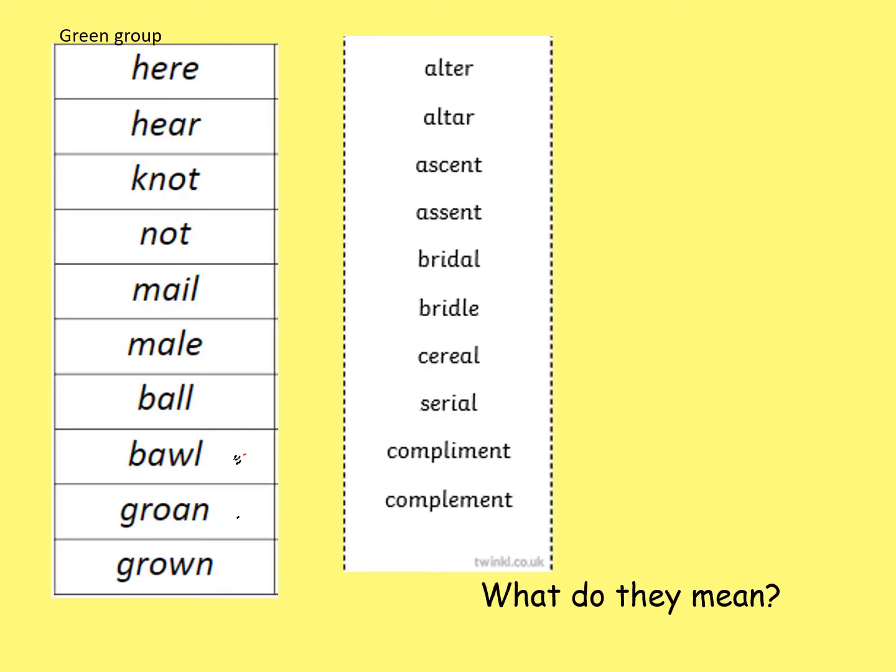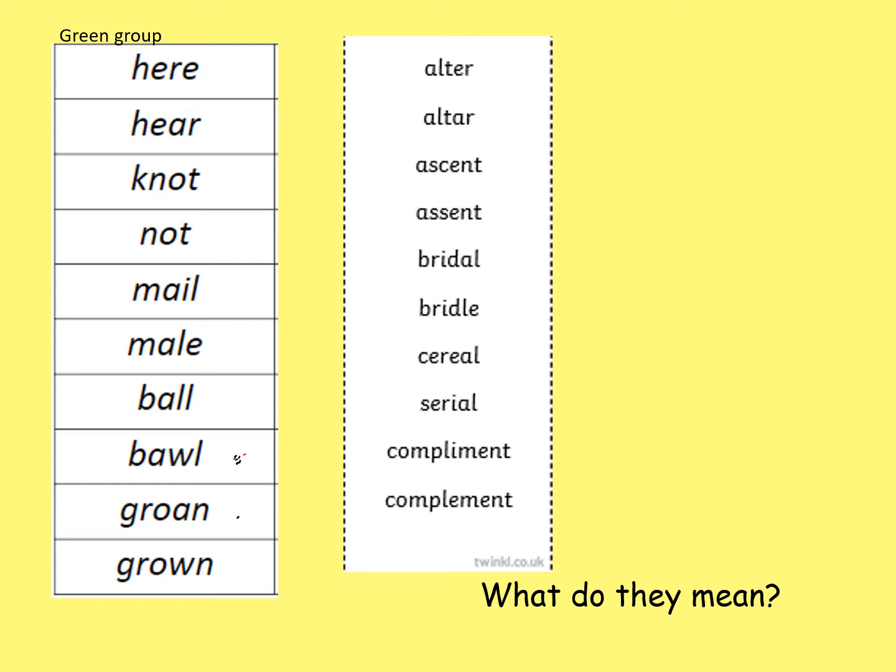On this slide, we have two lists of different homophones here. On the left-hand side, we've got green groups. So even when I'm saying them, obviously they sound exactly the same. So we've got here, here, not, male, male, ball, ball, grown, grown. But if you notice, all of the spellings are different and we use them differently in sentences and they have a different context to them.